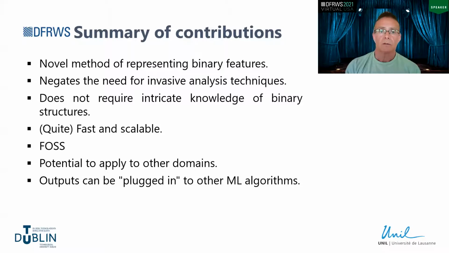So in the paper, I do provide a link to the repository. It has the potential to deploy to other domains because it's based on compression. We can compress pretty much any file. So it has the potential to be used in other domains, not just malware classification. And the outputs are in such a format that they're ready to be plugged into machine learning algorithms. They're essentially a feature set that represents the malware binaries, and we can just pass that to any machine learning algorithm.